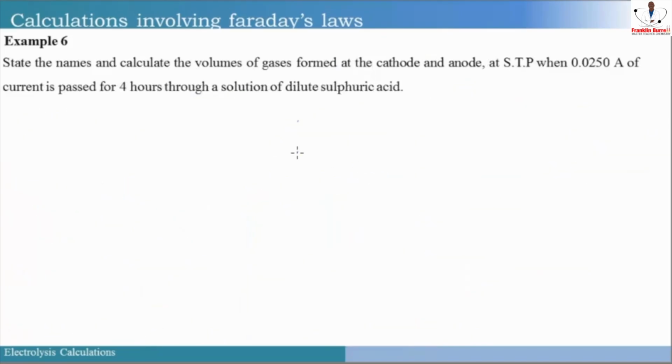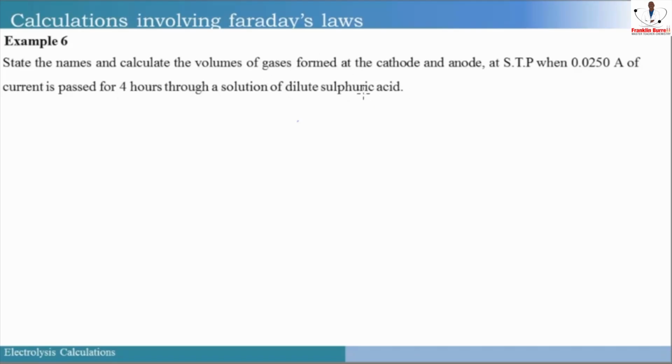Now, in this final example, we are to state the names and calculate the volumes of gases formed at the cathode and anode at STP when 0.250 ampere of current is passed for 4 hours through a solution of dilute sulfuric acid.